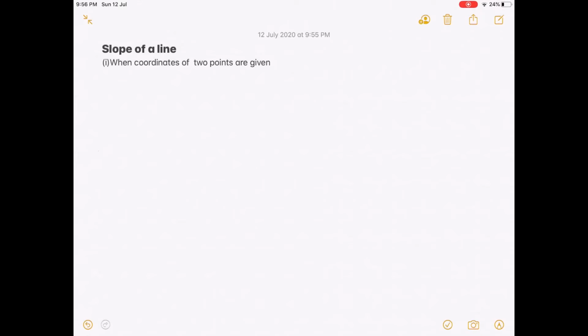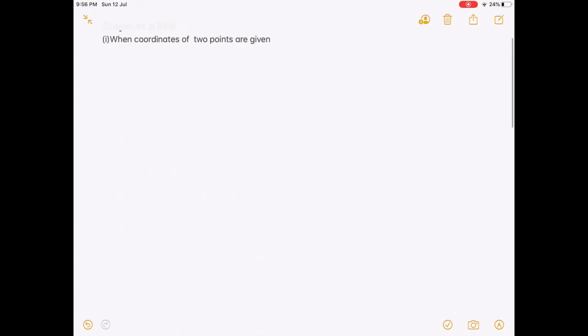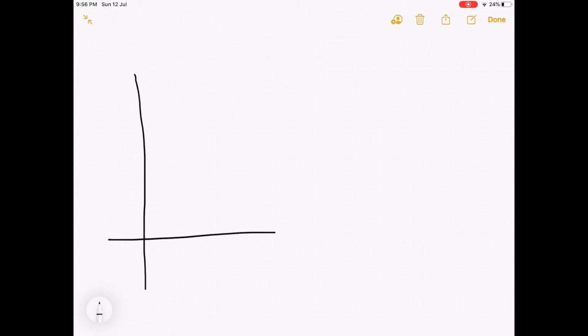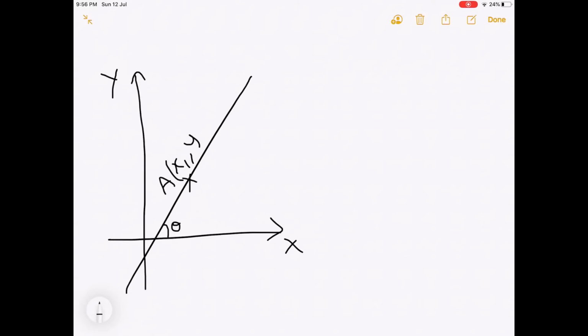The second topic is slope of a line when coordinates of 2 points are given. Now let's draw a graph. So this is x-axis and this is y. Now let's draw a line. So let's take this as theta and let's mark a point A which is x1 comma y1, and point B, which is x2 comma y2.